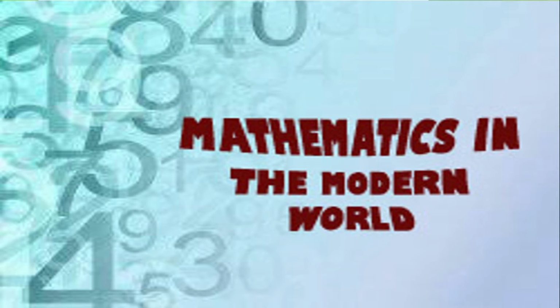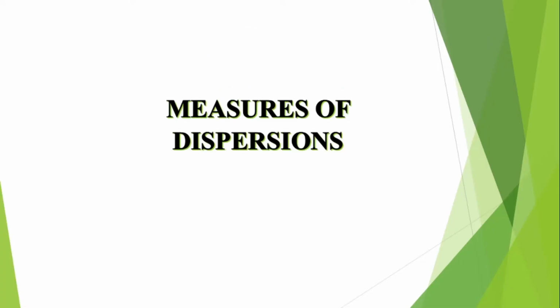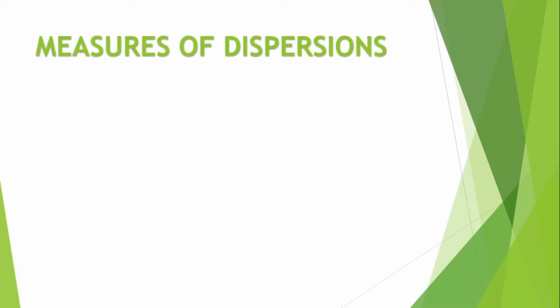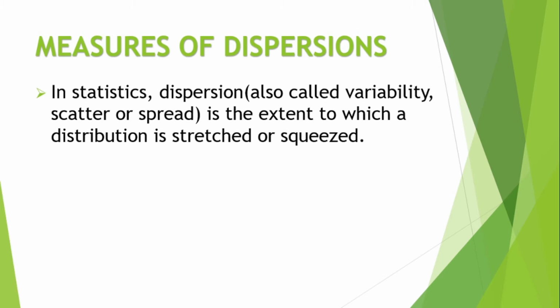Good morning everyone. In this video, I will discuss the measures of dispersion. Let us define what the measures of dispersion are, or what is the meaning of dispersion. In statistics, a dispersion is also called variability, scatter or spread. It is the extent to which a distribution is stretched or squeezed.